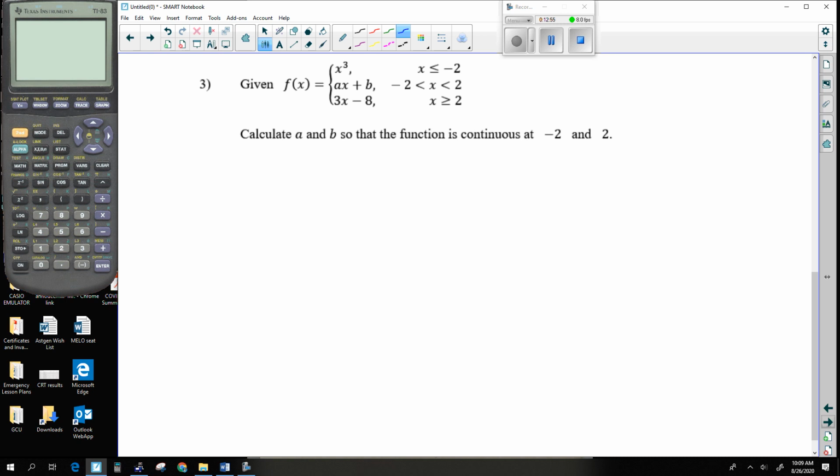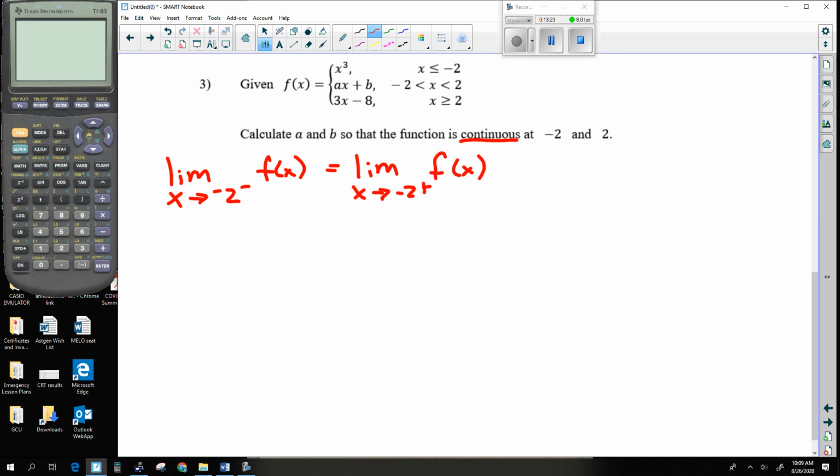All right, number 3, we say that it is continuous. So it is continuous. That means the limit as x goes to negative 2 from the negative side is going to be equal to the limit as x goes to negative 2 from the positive side. That is absolutely true. So let's start with that concept.